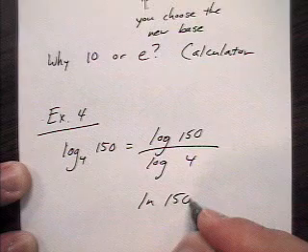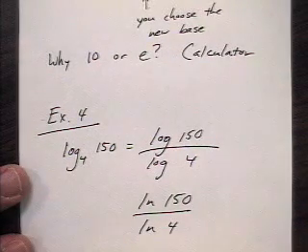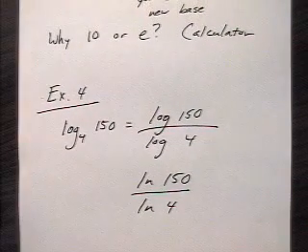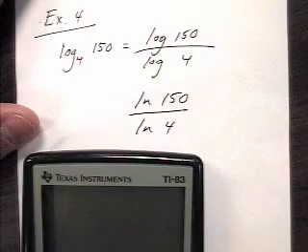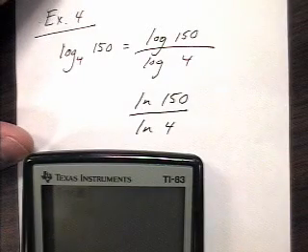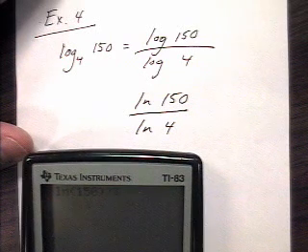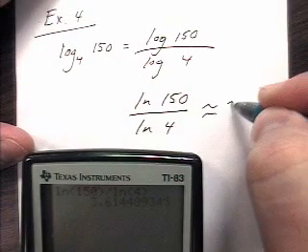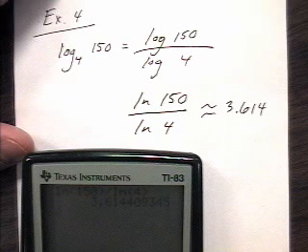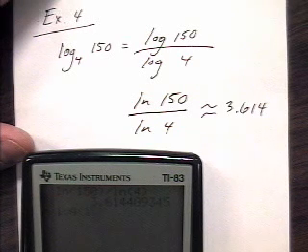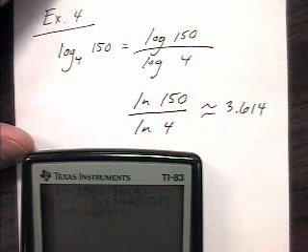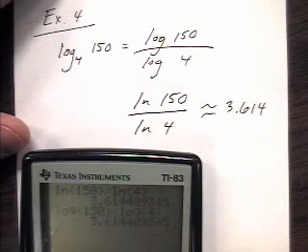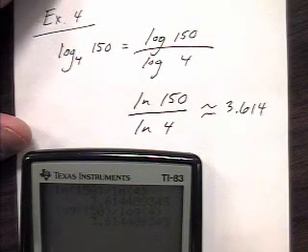Now, it would not matter if I did it with base 10 or base e. Both of those would give me the same result. In fact, you try the first one and I'll try the second one. Natural log 150 in parentheses divided by natural log 4. And I got 3.614. Just for fun, I'll show you that it's the exact same thing. So, it doesn't matter whether you choose base 10 or base e, you'll get the same result.